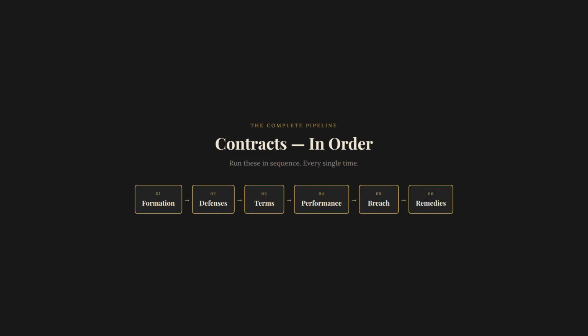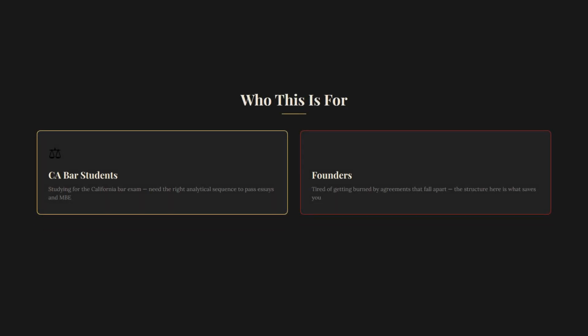Whether you're studying for the California bar or you're a founder who's tired of getting burned by agreements that fall apart, the structure here is what saves you. The doctrine itself isn't that complicated, but running it in the right sequence is where people go wrong.